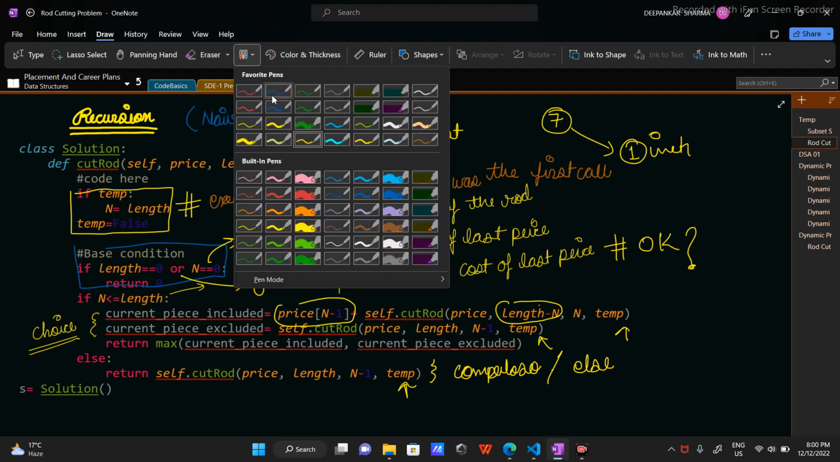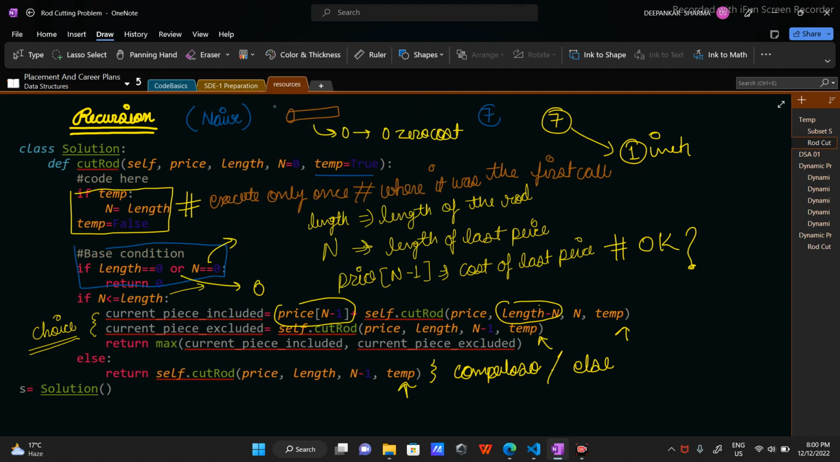Do you remember what happened here? I had a 7 inch long piece. Okay, wait, I'll show again. This is 7 inches of length, and then I chose to include 6 inches. Okay, 6 inches are included. So in the next recursive call, I'm only left with 1 inch. Okay, 1 inch, that will be 7 minus 6.